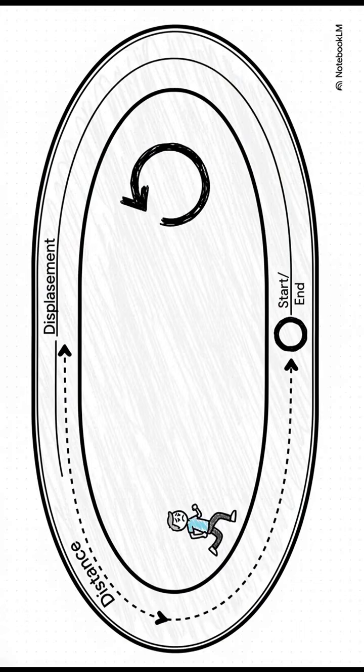Now, to really see the difference, just picture yourself running one lap around a 400-meter track. Your distance is, pretty obviously, 400 meters. Your legs will definitely feel those 400 meters. But what's your displacement? Well, you ended up in the exact same spot you started, right? So your displacement is 0. A big fat 0. That one idea is absolutely crucial for everything we're about to cover.